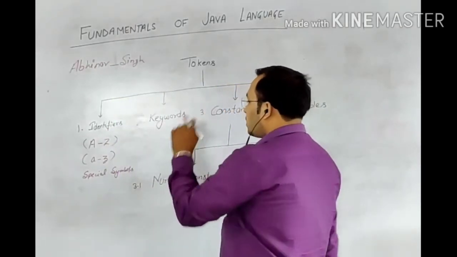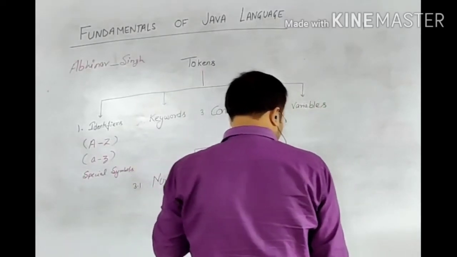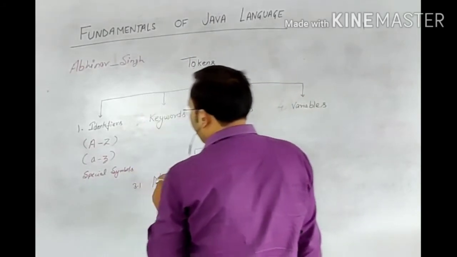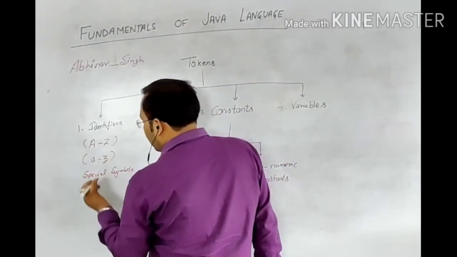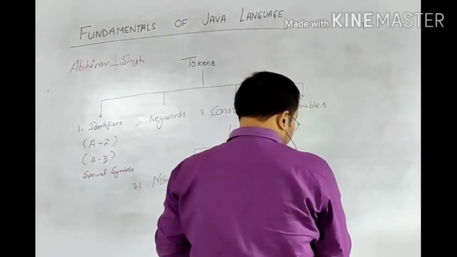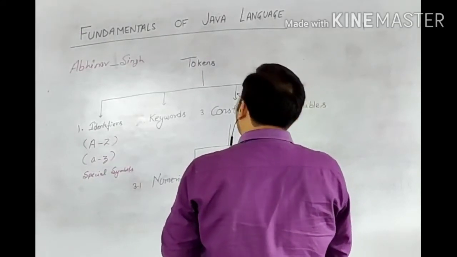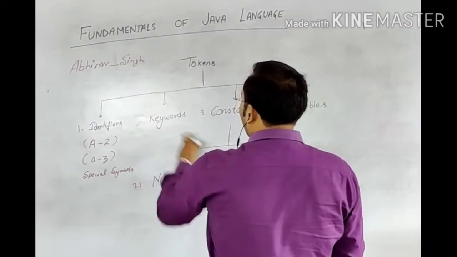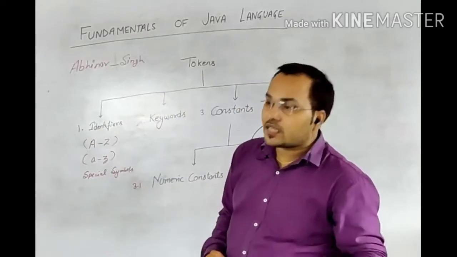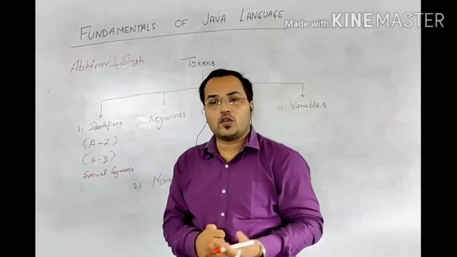Okay. The next one is that an identifier should not be a Java keyword. What is a keyword? I'll tell you over here. But first of all, you should keep in your mind that whatever reserved keywords are there, you cannot use as an identifier. That means you cannot use them as a name.